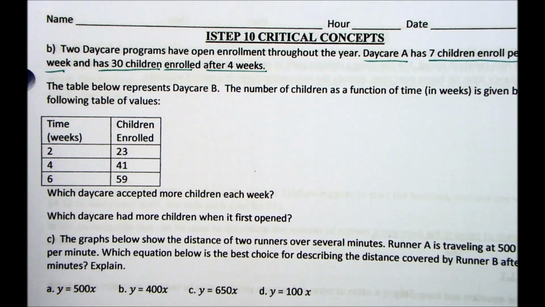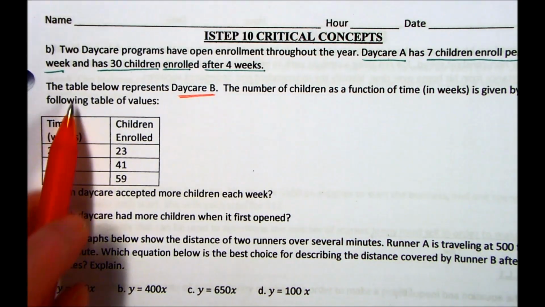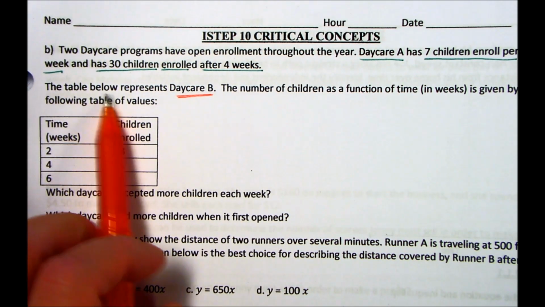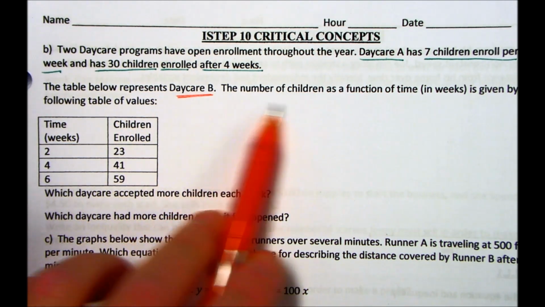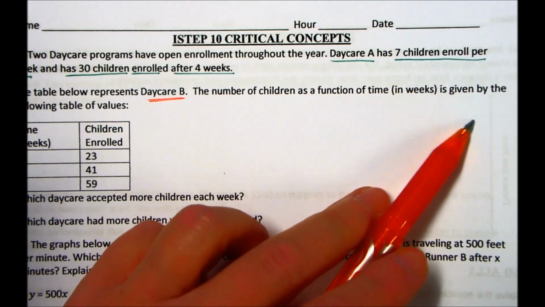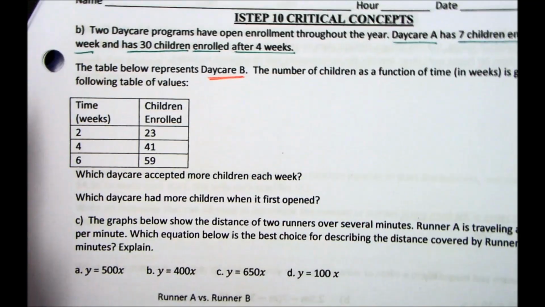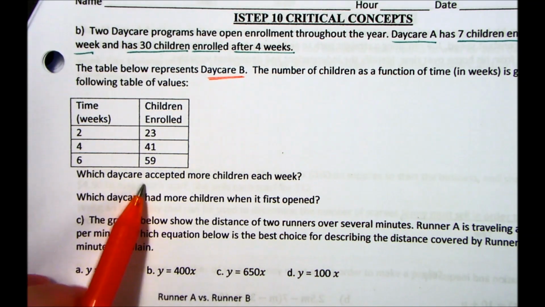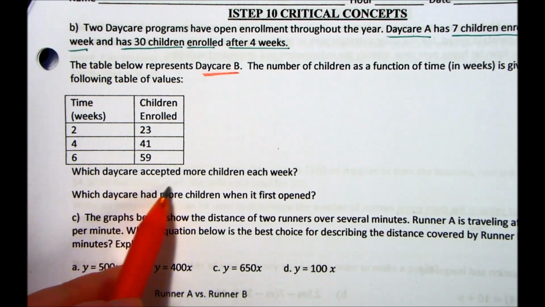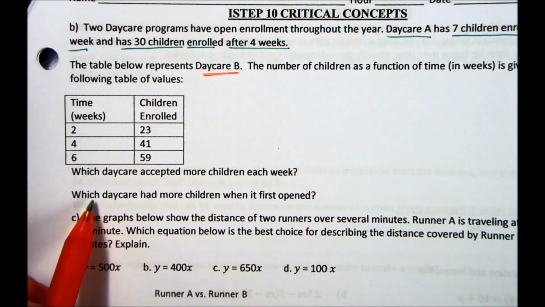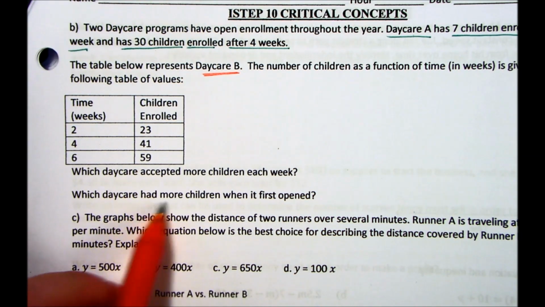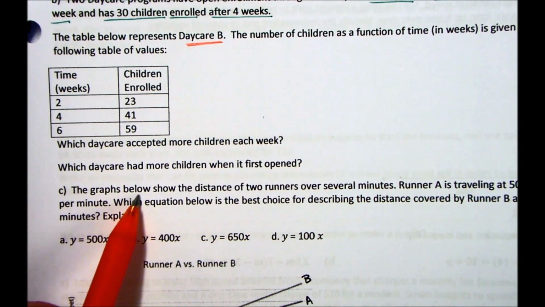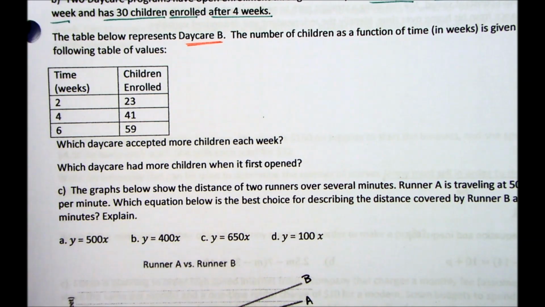And then for daycare B, we have a table here. The table below represents daycare B. The number of children as a function of time in weeks is given by the following table of values. So here's the number of weeks, and here are the number of children that are enrolled each week. And then they want to know which daycare accepts more children each week, which daycare had more children when it first opened, and then the graphs below show the distance. Oh, that's another problem, sorry.